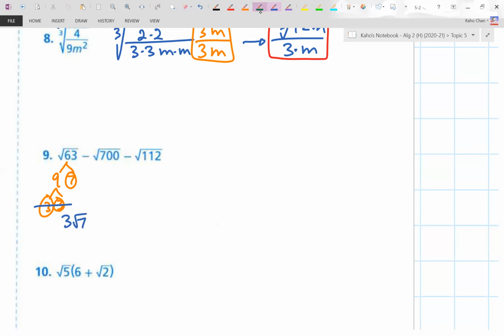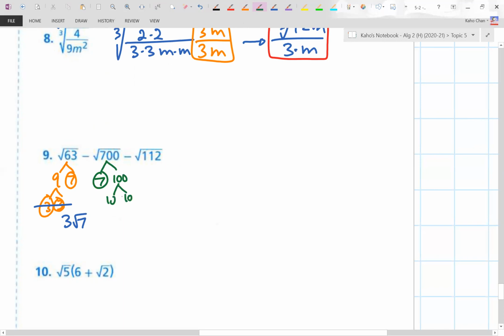700, let's break that down. Ooh, we do know the square root of 100 is 10. So that's nice. I'm going to break that out. So that's going to be minus 10 root 7, yeah?